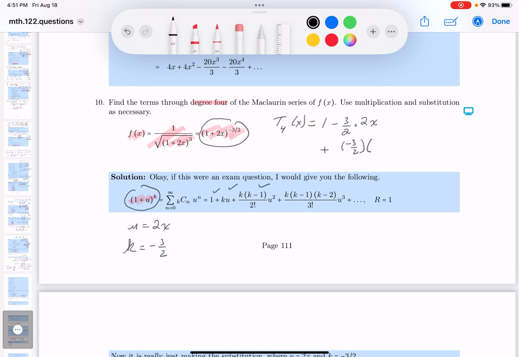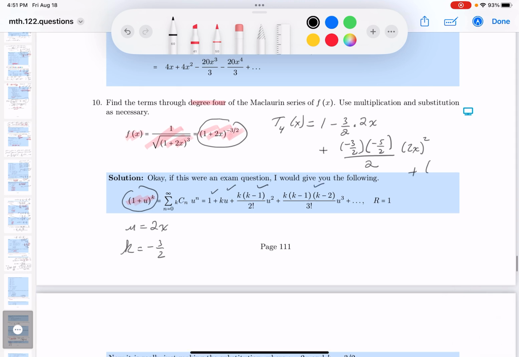Again, we're doing this term now. It's going to be minus 3 halves minus 1, which is minus 5 halves, over 2 factorial, which is 2. Then what are you going to get? U squared. What's u? It's 2x. Again, we will simplify this in a moment. Let me keep moving and do the next one.